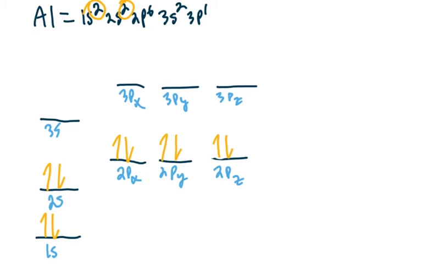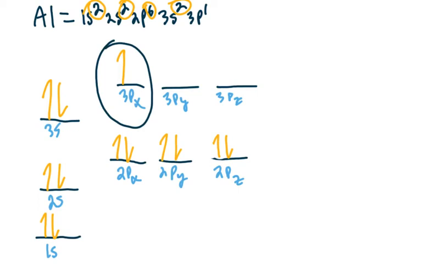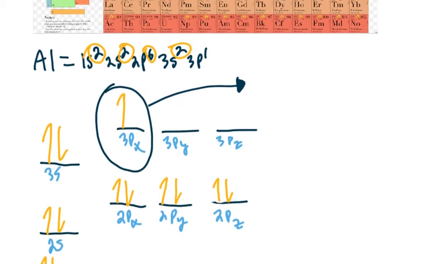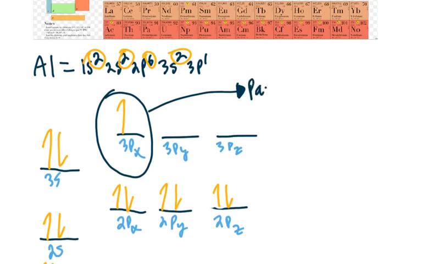Our 3s orbital can hold 2 electrons, so positive 1/2, negative 1/2 spin quantum number. And for aluminum, our 3p orbital only has 1 electron, so we write it as a positive 1/2 spin. We see that we have an unpaired electron in the 3px orientation of aluminum. So since we have an unpaired electron, aluminum is paramagnetic.